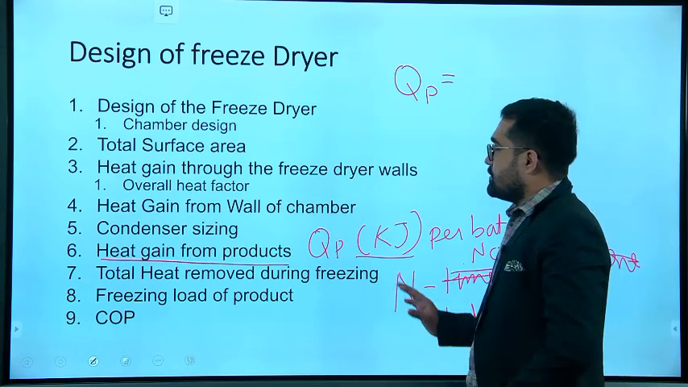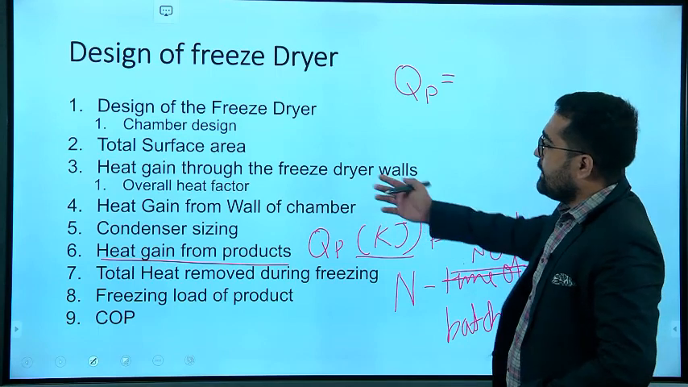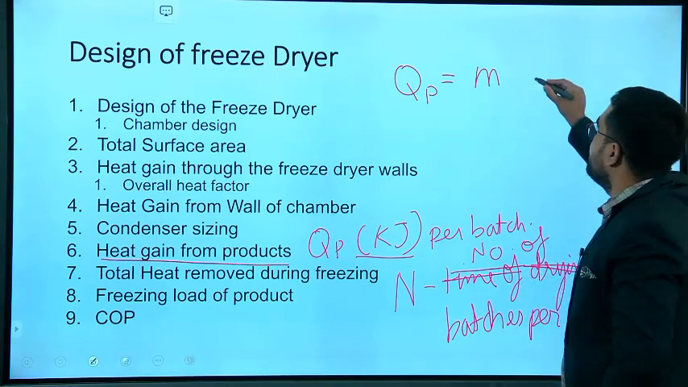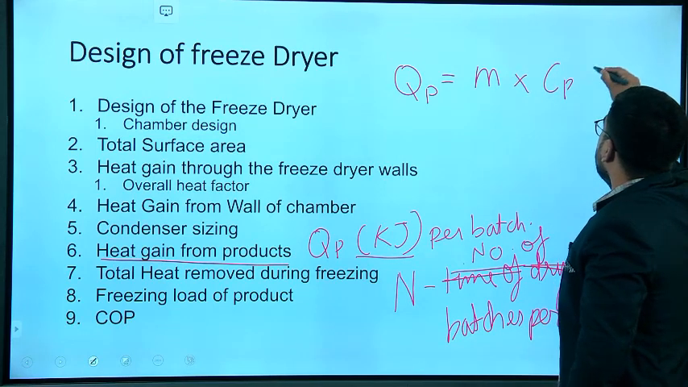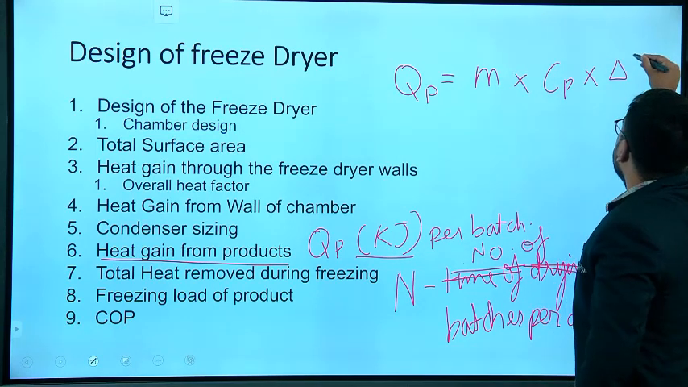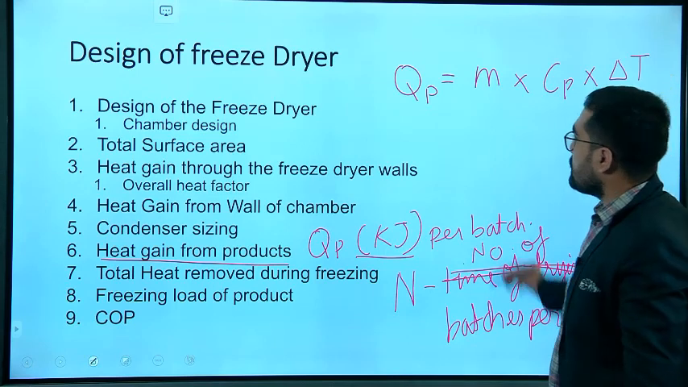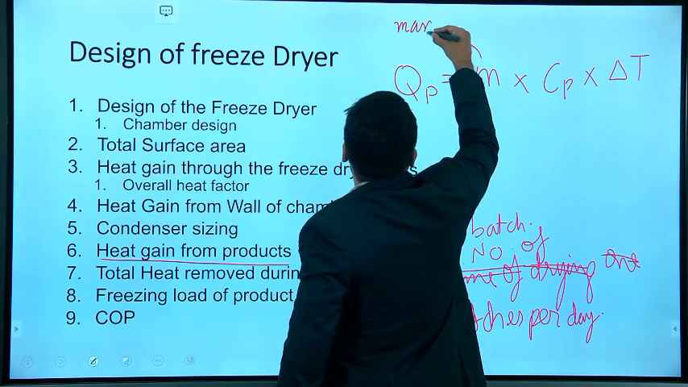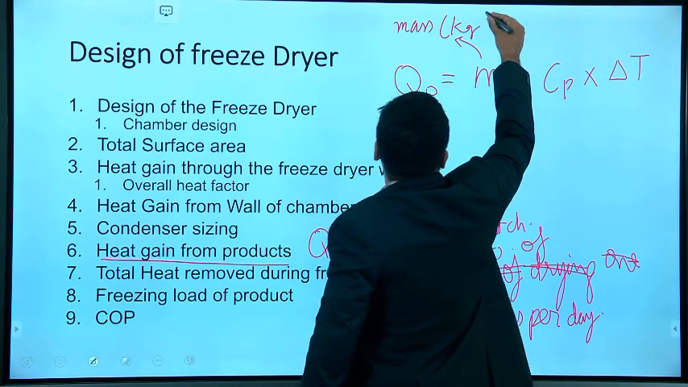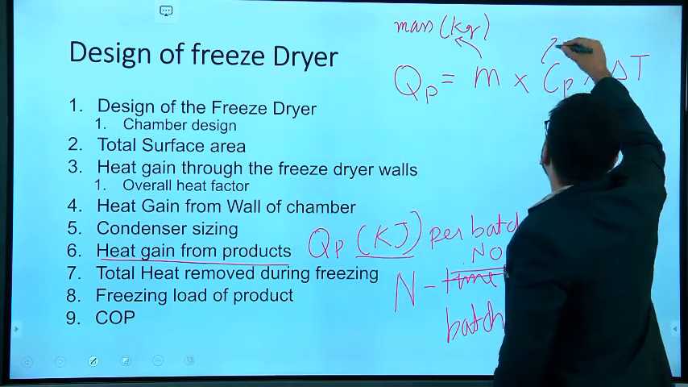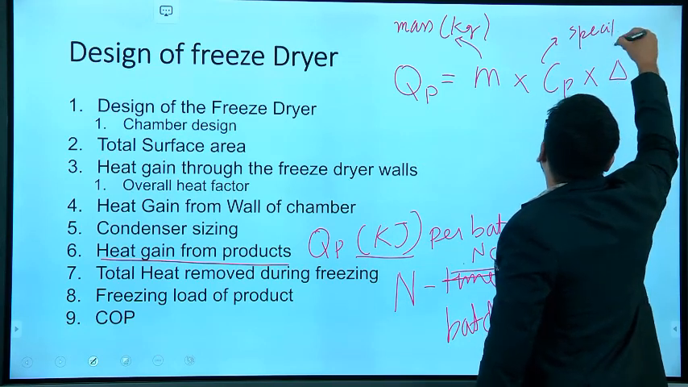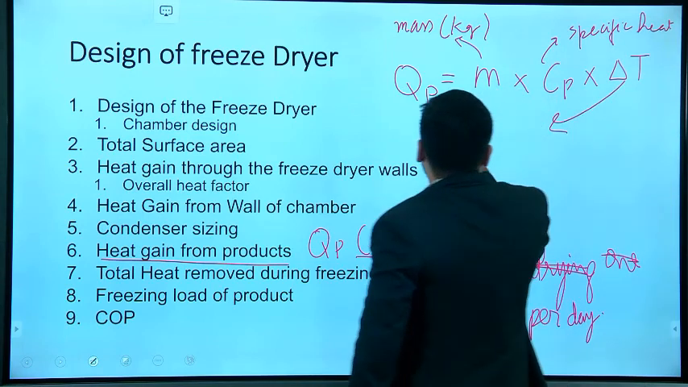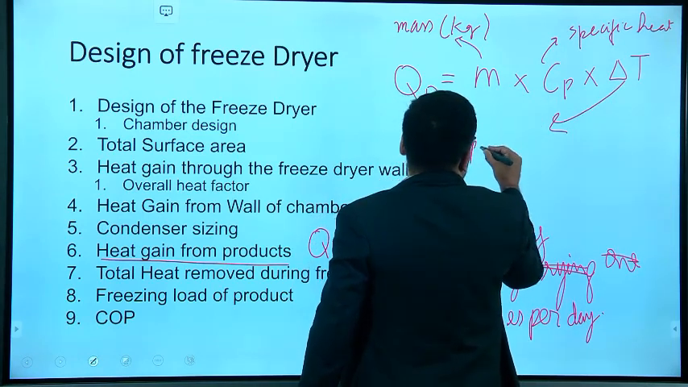Suppose this heat gain we are taking, M will be the mass of the product. The formula for this will be M Cp delta T, where M is the mass of our produce in terms of kg, Cp is the specific heat of the product, and delta T is the temperature difference.